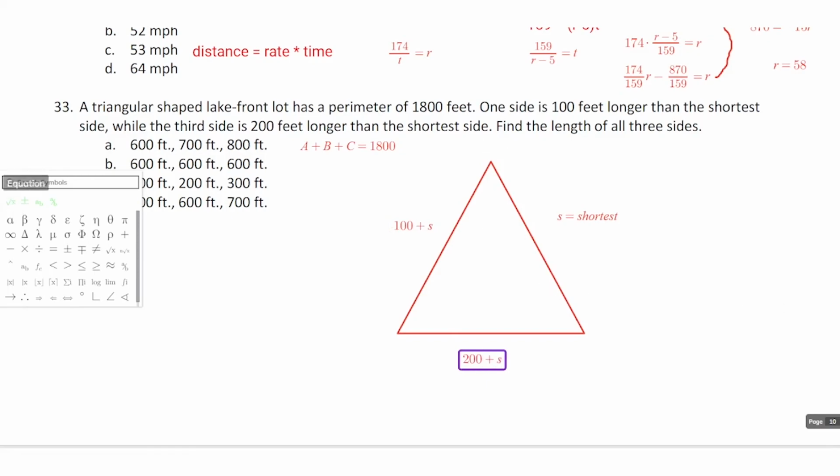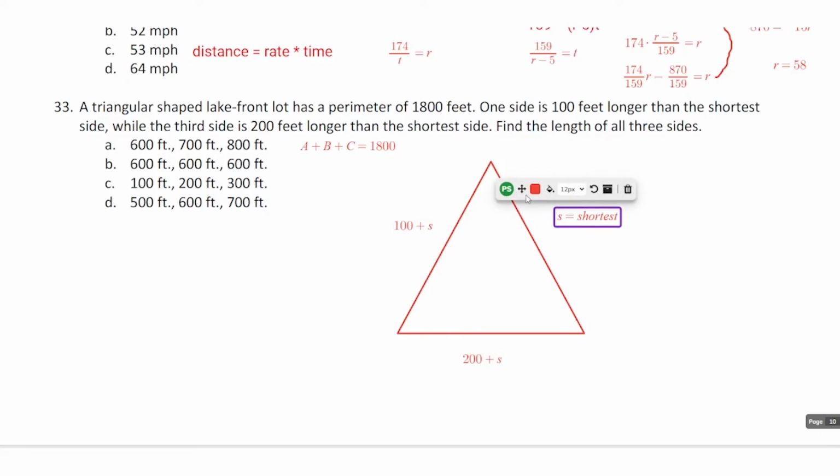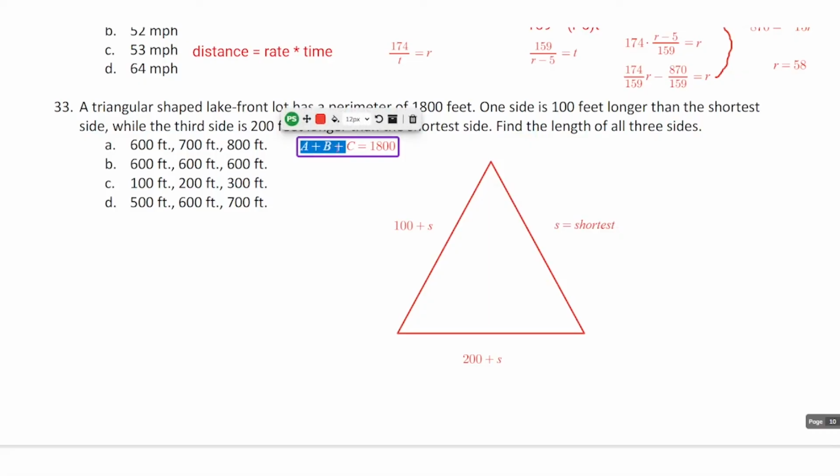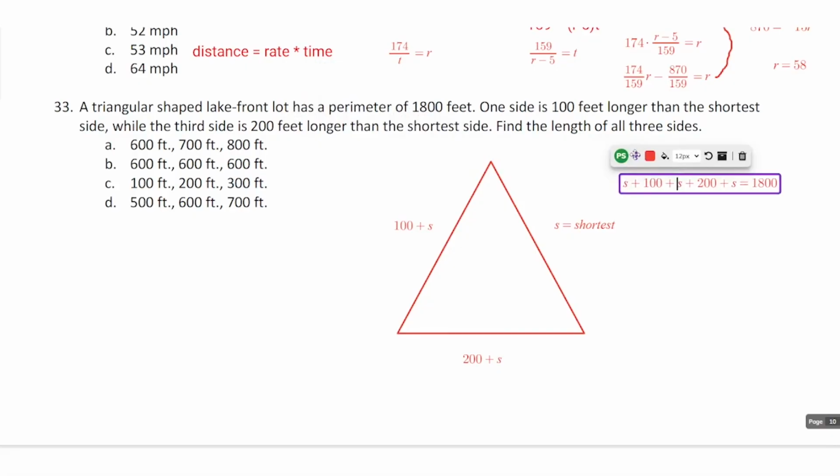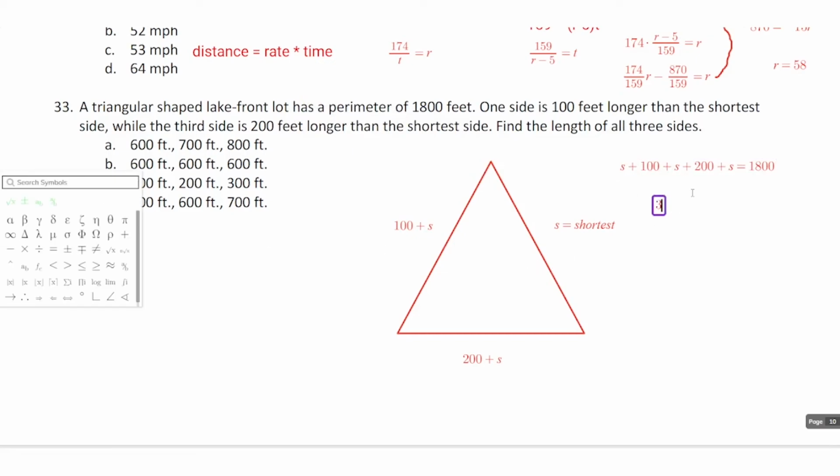Now we want to find the lengths of all three sides. So what we can do is set up this little equation. I don't know what the a, b, and c are; it doesn't really matter. We're just adding up the sides. So we've got s, the shortest side, plus the middle side, 100 plus s, plus the longest side, 200 plus s. This is an equation we can use to solve for s, and from s we can get all the other sides. So I'll combine my like terms. S plus s plus s is going to be 3s. 100 plus 200 is 300.